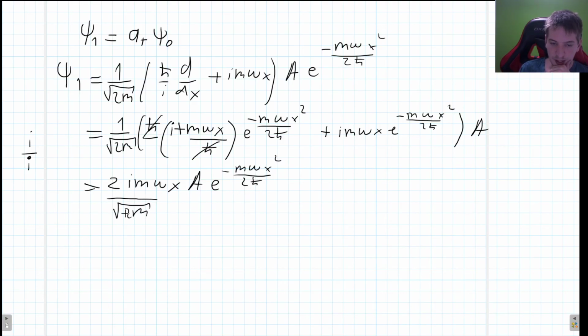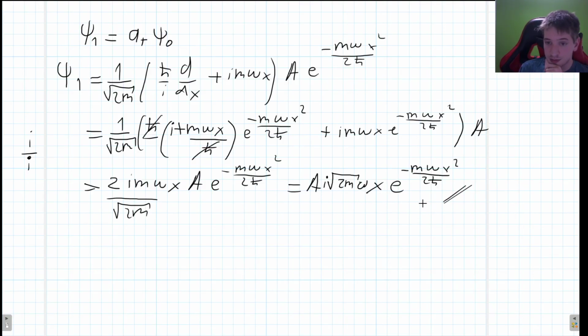But if we now rationalize this, we will see that our final result is just this constant a times the square root of 2 over m times i times omega x e to the minus m omega x squared over 2 h bar. Let me double check it quickly because I want to make sure that is correct. So this is going to be our first state. i a omega. Yes, that is. Oh, I forgot to write the omega. There we go. Okay, so this is going to be the first state.